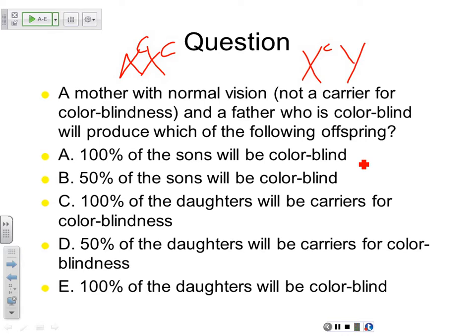So for girls, they must get which kind of gamete from the dad? X. And they only have X with a big C from the mom, because it's going to be a girl, right? So 100% of the daughters will be carriers. You see that? So I'll show the answer, right?